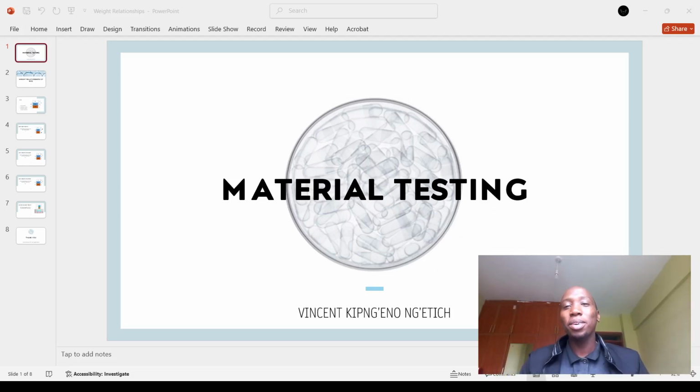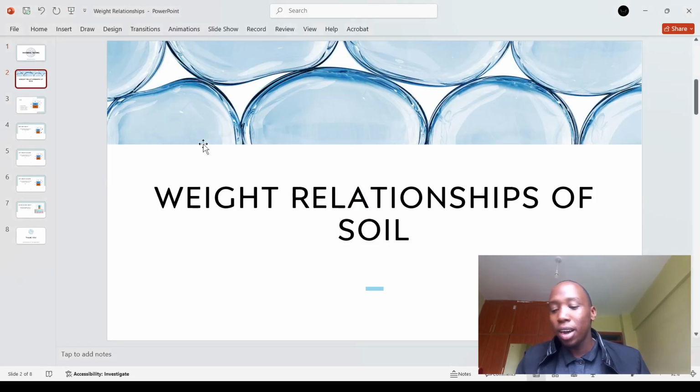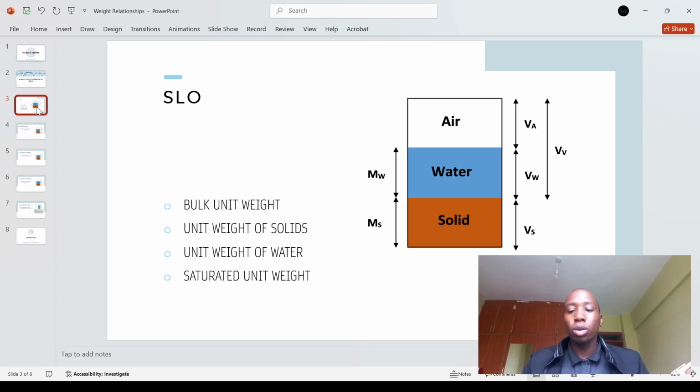We are talking about the weight relationships of soil, and let's get to it. So we want to see how these soil properties relate in terms of weight. Specifically, we talk about bulk unit weight, unit weight of solids, unit weight of water, and saturated unit weight. You can pause the video and think of what you think they are before we get to it.